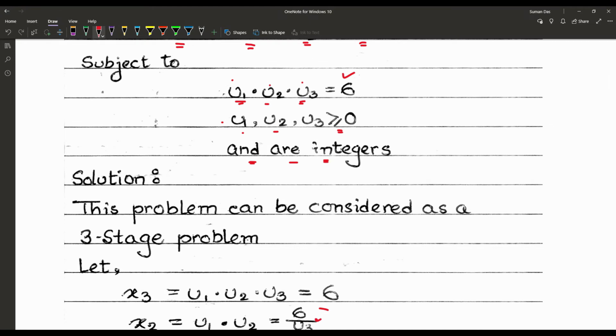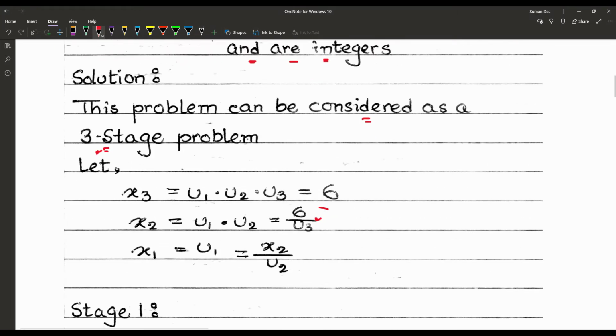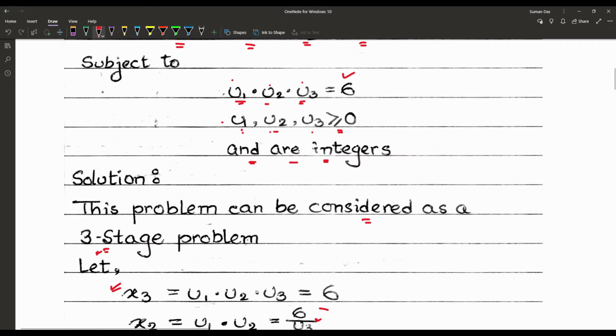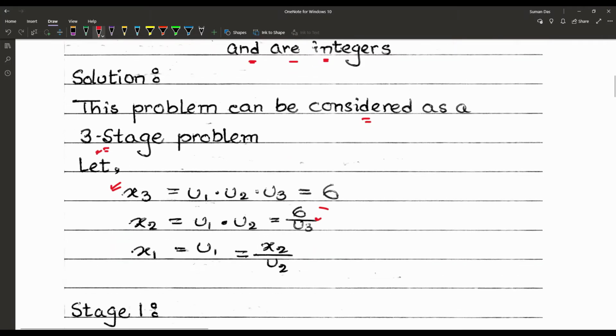Now this problem can be considered as a three-stage problem because we have u1, u2, u3, that means three decision variables. So we are discussing it as a three-stage problem. We define the state variables, and the first one, x3, according to the constraint that is given, u1 into u2 into u3 is equal to 6. So we define x3 as u1 into u2 into u3 equal to 6, and that is at our stage 3.